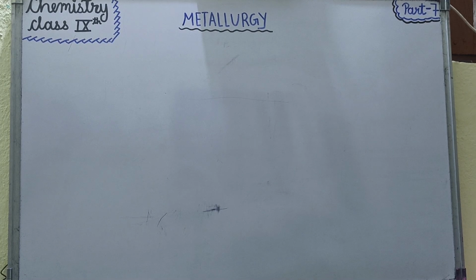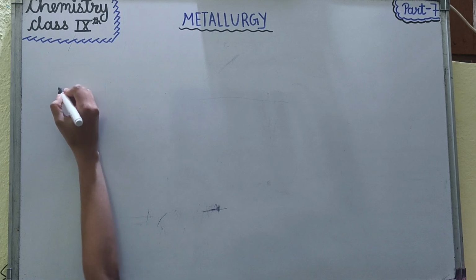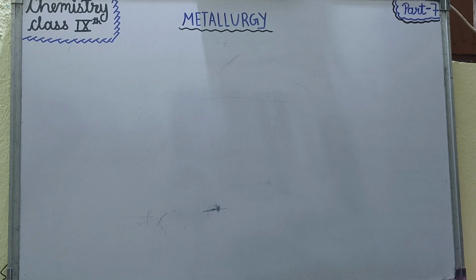Today we are going to learn class 9th chemistry chapter Metallurgy part 7, and this is the last part of this chapter. First of all, we are going to see some facts. First one is iron, the essential element.